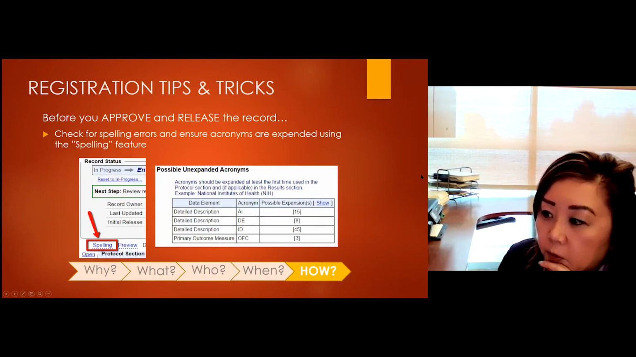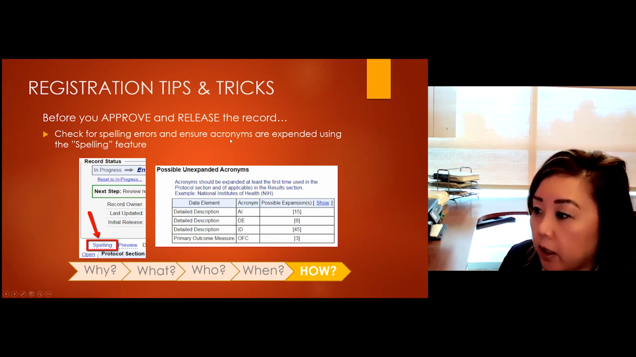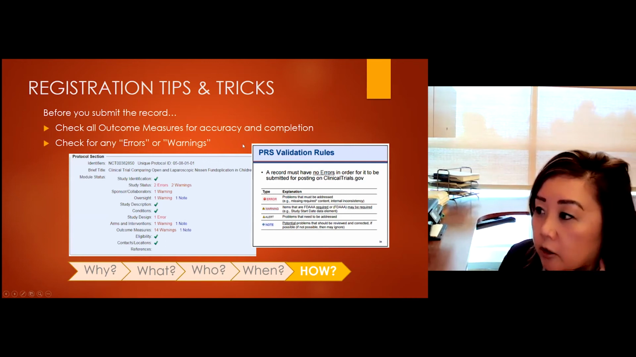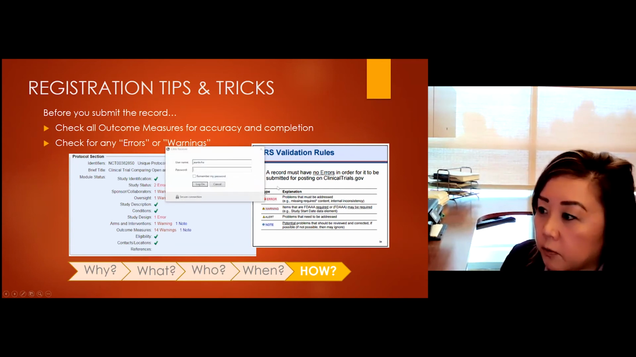And then before you approve and release the record, you can check for spelling errors, and there is a feature in that system to do that. You also want to make sure any acronyms are expanded and spelled out. Then check all outcome measures for accuracy and completeness. There will be warnings and errors noted, and you'll want to go in there and see what the error reads as, to correct these before you submit.